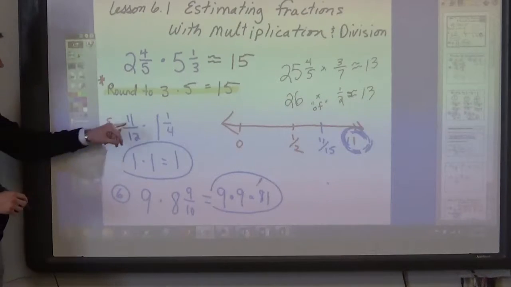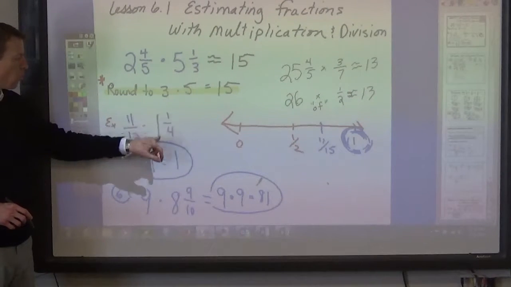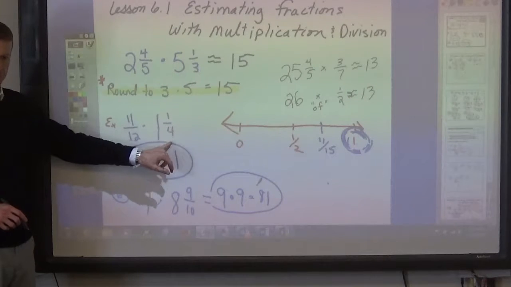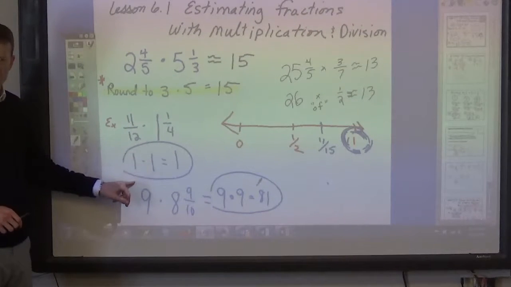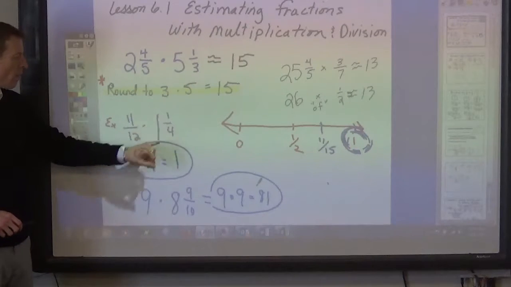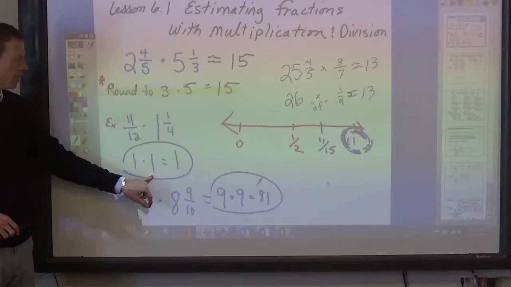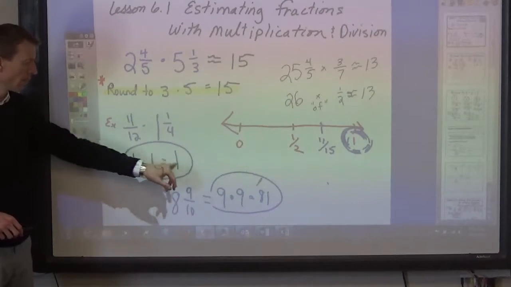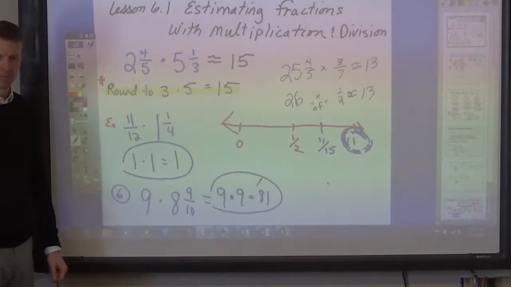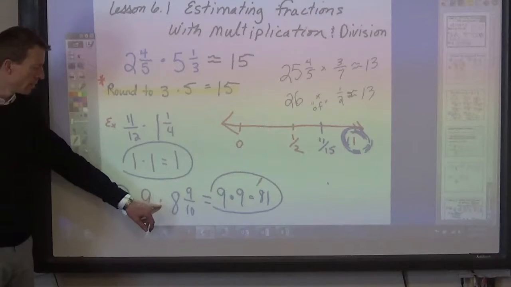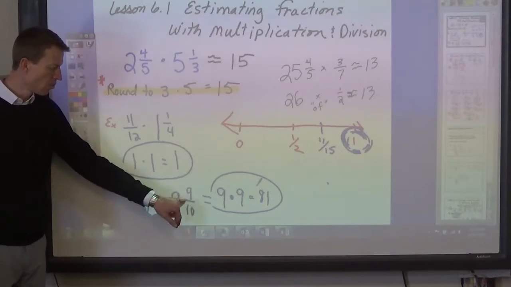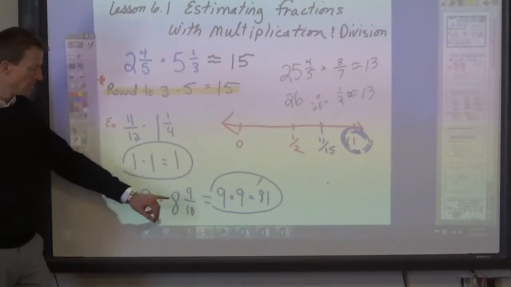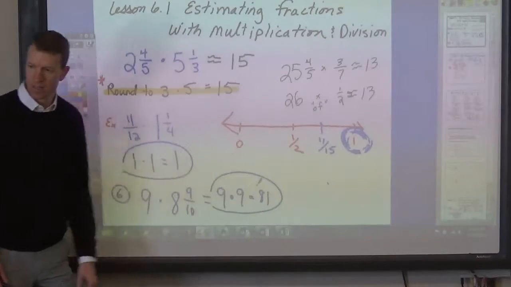How about this one? 11/12 times 1 1/4. 11/12 is close to 1. 1 1/4 can round to 1. And so that's just 1 times 1. Or this one, 9 times 8 9/10. 8 9/10 is really close to 9. So 9 times 9 is 81.